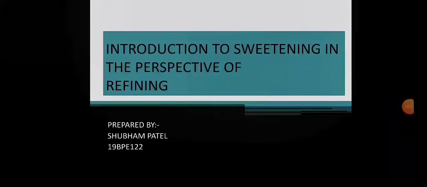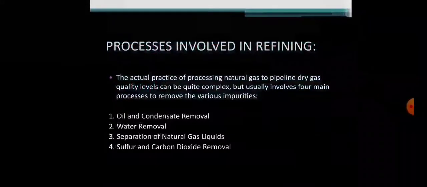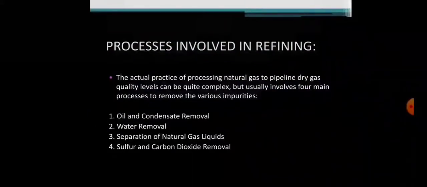I am Shubham Patel of SPT 19 and today my topic of discussion is Introduction to Sweetening in the Perspective of Refining. Let's see the processes involved in refining. First process is oil and condensate removal, second water removal, third separation of natural gas liquids, and the fourth is sulfur and carbon dioxide removal.